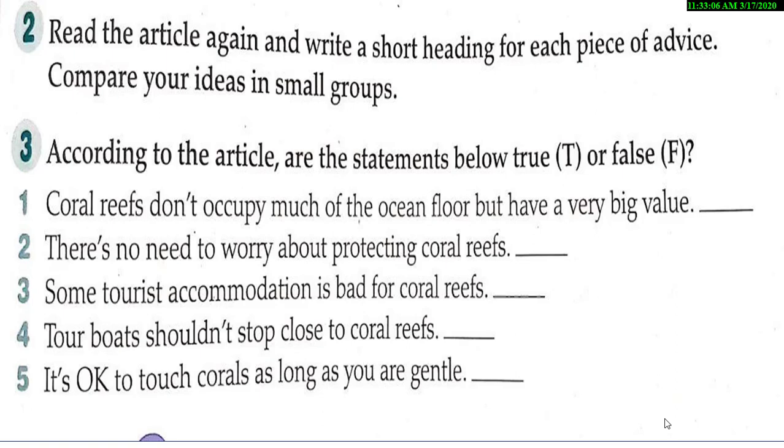Okay, let's check our answers. Number one, two, three, four, five. Yes. Check your answer, please. Okay, who got all the statements true? Yes. Bravo.